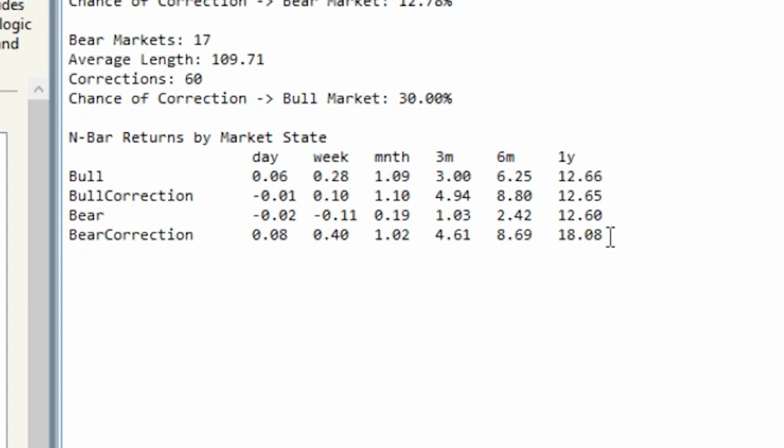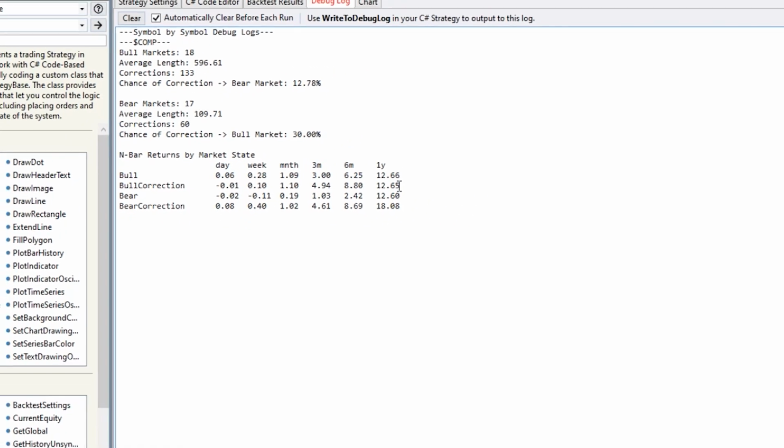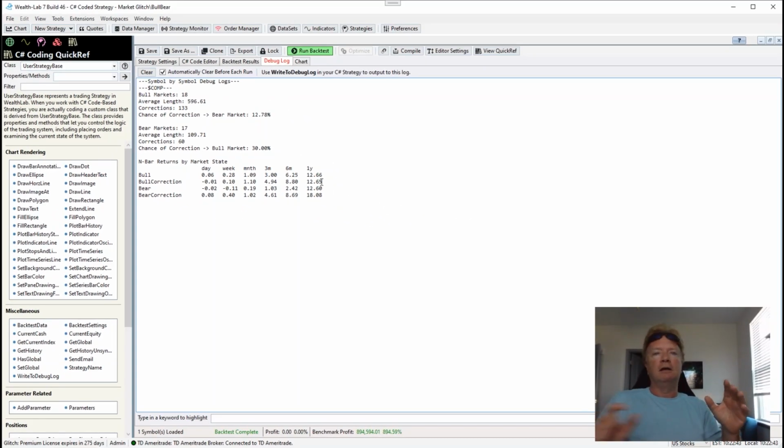Look at the 1 year average return of being in a bearish correction, 18% compared to the 12.5% of all the other market states. So look out for coming out of a bear market, when you're in that bearish correction phase, at least in the NASDAQ Composite, that looks to be a premium time to jump in and get a jump on the next bull market.